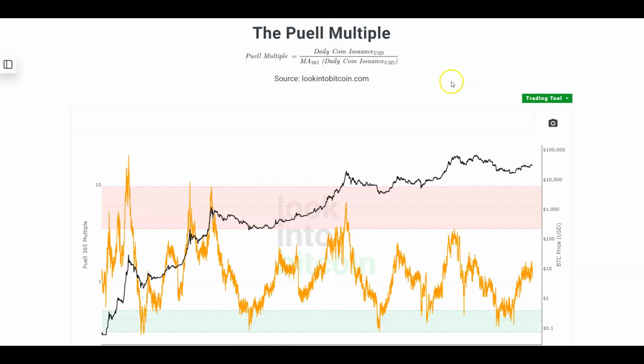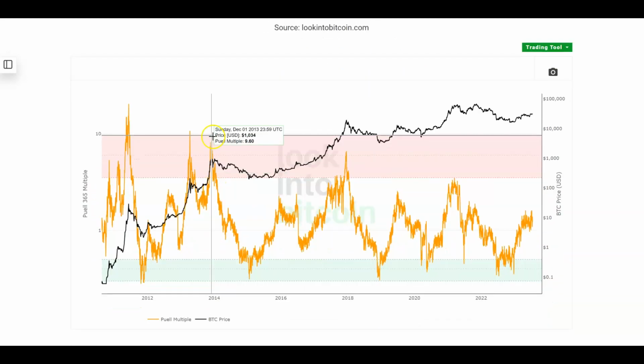Puell multiple, very similar to MVRV in my eyes. Looking at, in this case, how rich are the miners today versus the past year. If the miners are making bank, their multiple is super high, and they are more likely to sell. This is all miners in aggregate, not necessarily the industrial miners.